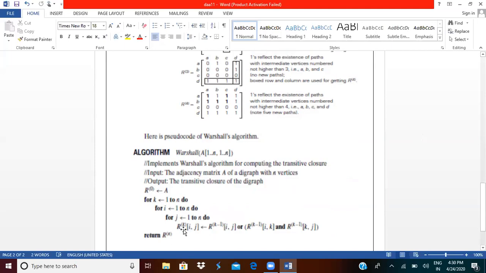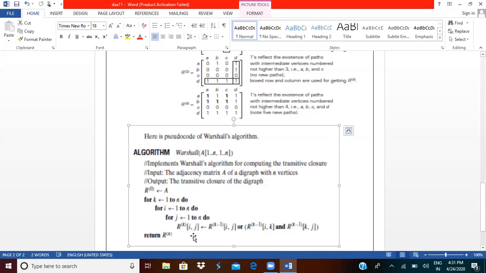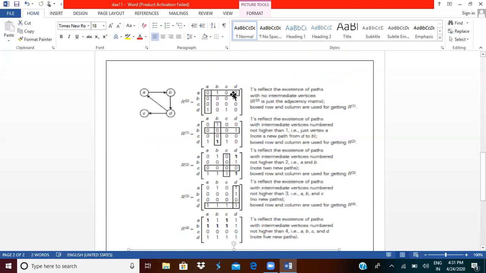If you see this algorithm, first I'll explain: N is a counter for the number of vertices in a graph. K is for the number of matrices, the number of iterations that I am going to carry out. I is for the number of rows. J is for the number of columns. If you look into this formula, R K I J, now R0 is already there. Next I have to find out R1.